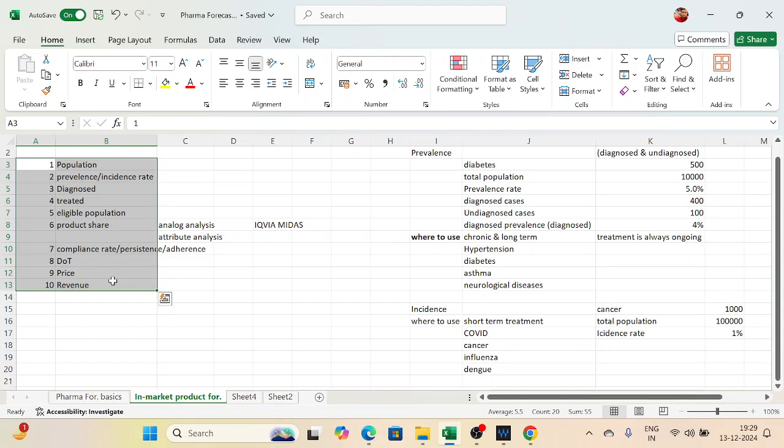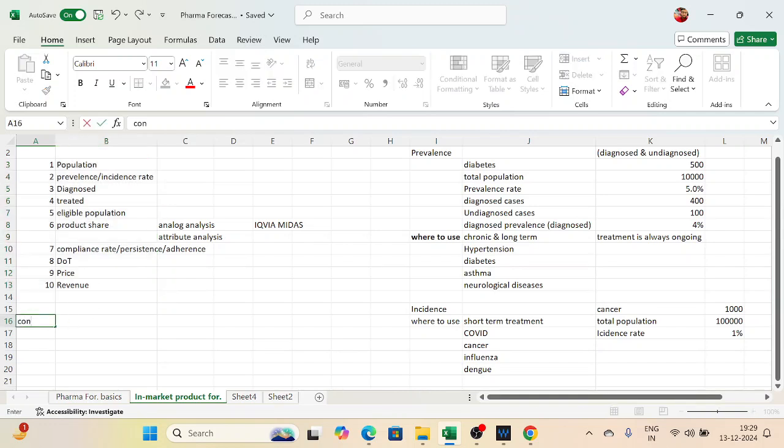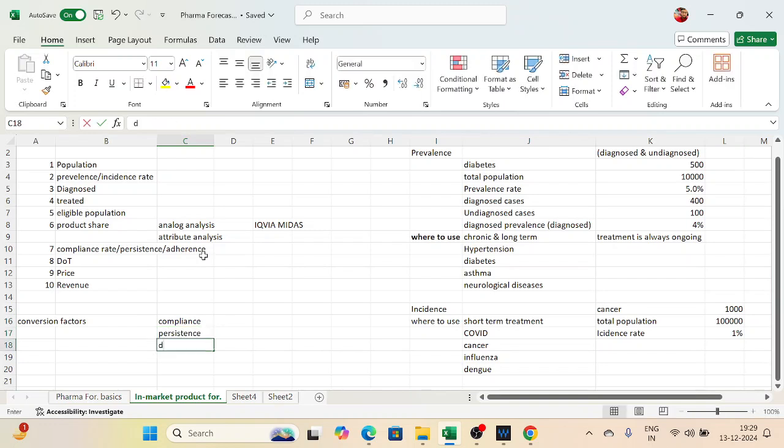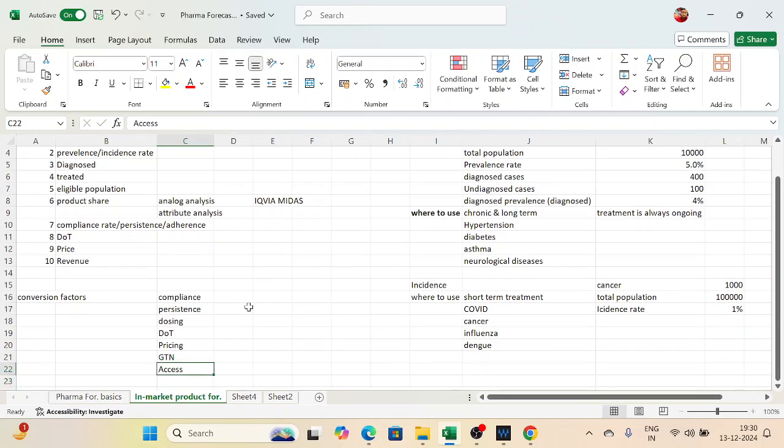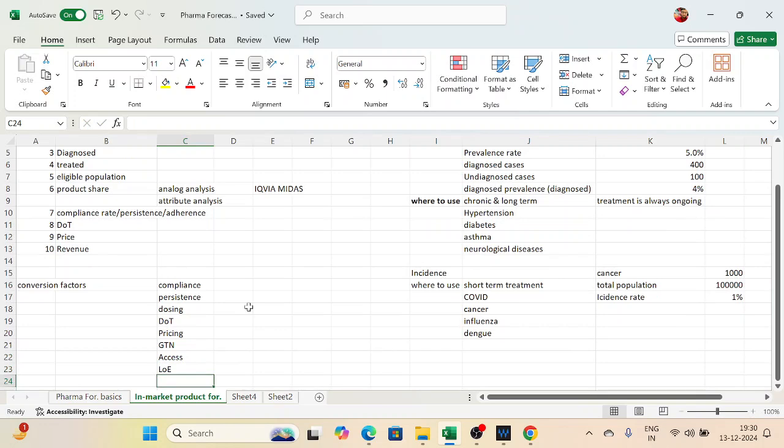Okay, so conversion factors, firstly you need to understand them. Sometimes interviews ask questions like what would be your conversion factors in any model. So conversion factors will be mainly compliance rate, persistence rate, dosing, DOT, which is duration of therapy, pricing, GTN, which is gross to net ratio, then market access rate, which is a percentage provided by the market access team. Then you will be checking other factors like loss of exclusivity, all this.